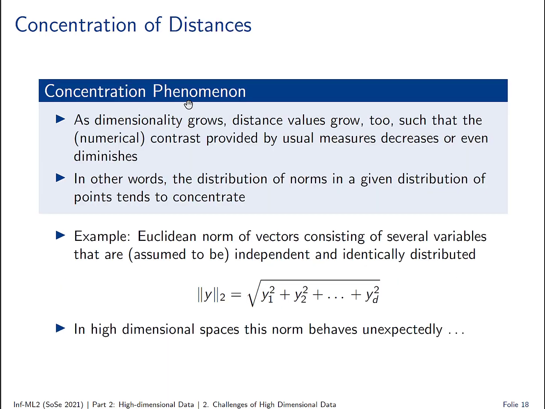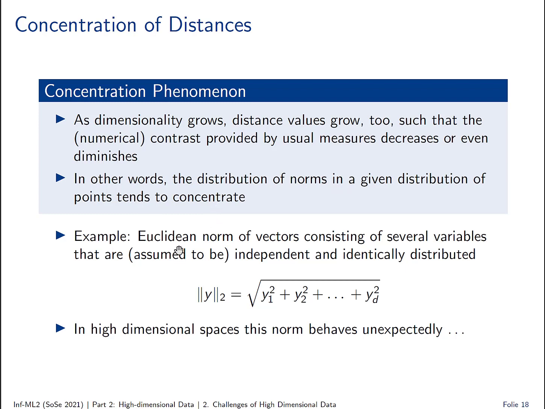So here's the concentration of distances problem, which says that as the dimensionality grows, the distance values grow too, such that the numerical contrast provided by usual distance measures decreases, or even diminishes, even becomes zero. So we cannot distinguish points or patterns based on distances anymore. In other words, the distribution of norms in a given distribution of points tends to concentrate.